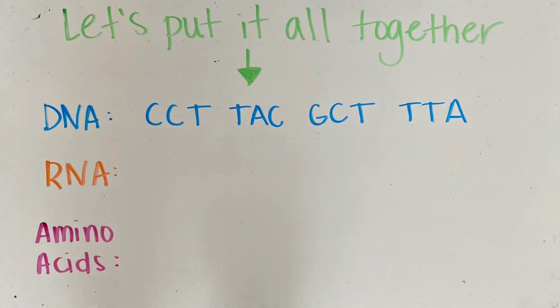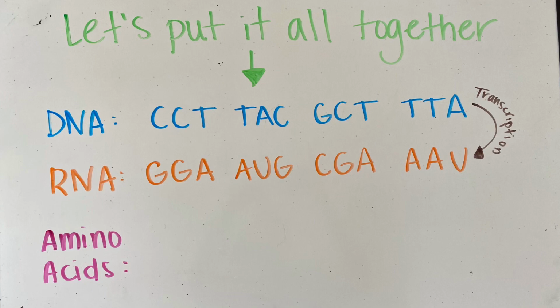Now let's see if we can put it all together. I'm going to give you the DNA strand of CCT, TAC, GCT, and TTA. I want you to pause the video, write in the RNA strand, and then use your codon chart to figure out which amino acids correspond to the RNA.